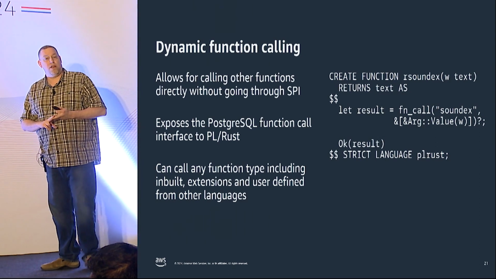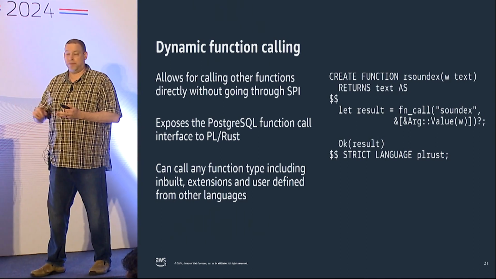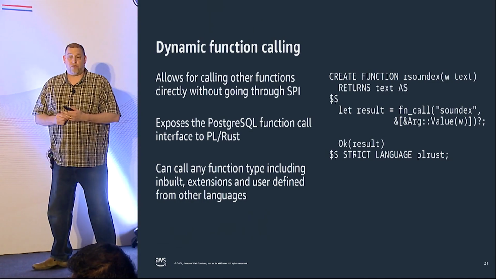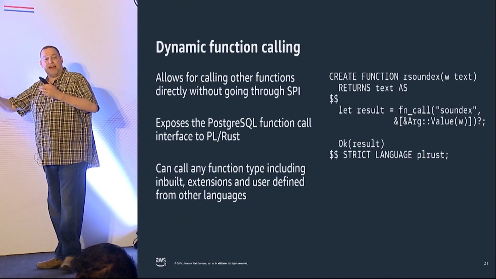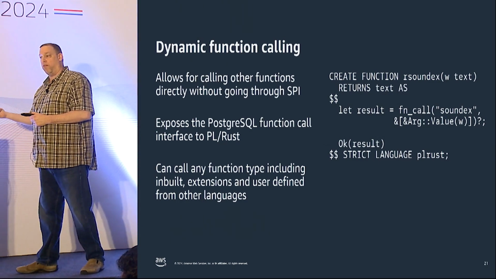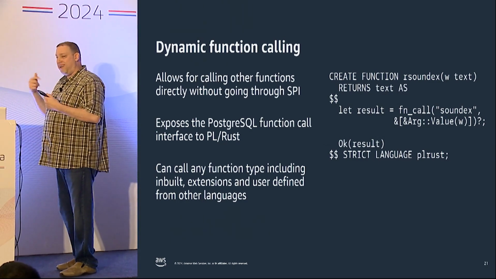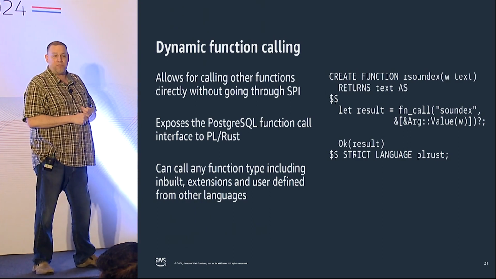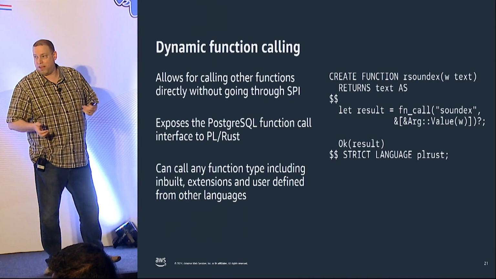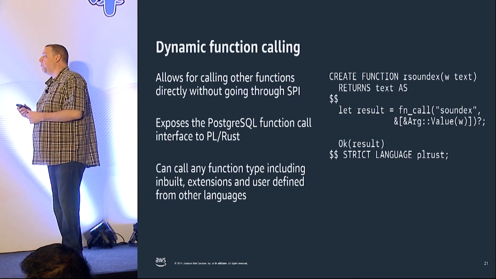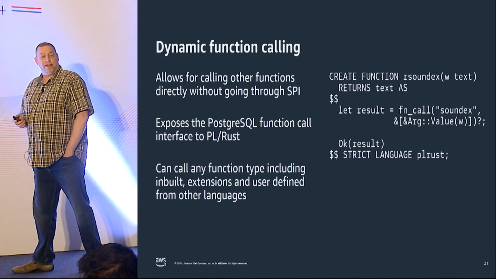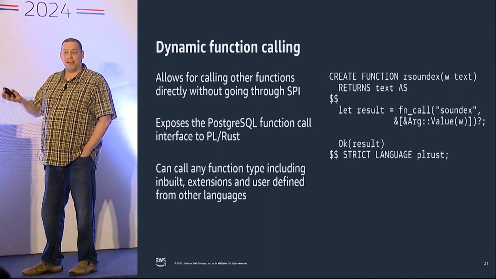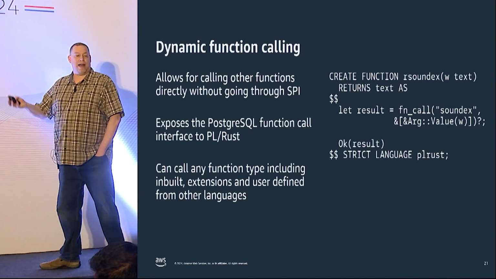If you have one PL Rust function calling another one, PL Rust calling PL/pgSQL, or anything like that, you could use the direct function call interface to bypass SPI in order to be able to call those things. Because it's layering over PGRX, exposing the function call interface inside of Postgres was pretty straightforward for the PL Rust project to do. So in this example, we're calling the soundex function directly. That's part of the fuzzystrmatch extension, without having to call SPI in order to do it.